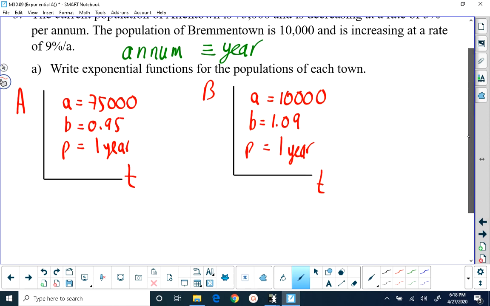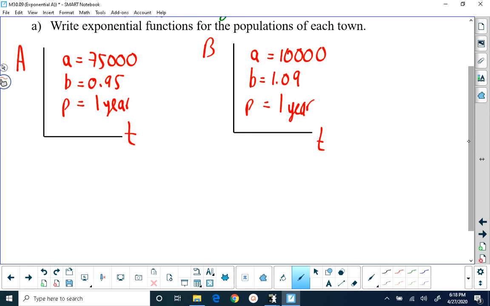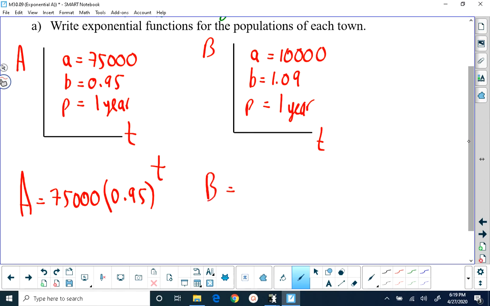And now we can answer question A, which is, what are the exponential functions? The population of Allentown is the initial population multiplied by the factor of change, which is 0.95, raised to the t over p, but p is 1, so it's just raised to the t. The population of Brementown is the initial population multiplied by the factor of change, which is the value of lowercase b, raised to the t over p, but again, since p is 1, we don't need to worry about putting it over 1. We can just write 10,000 times 1.09 to the t. That's the answer to question A.